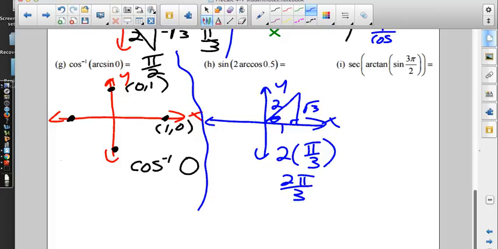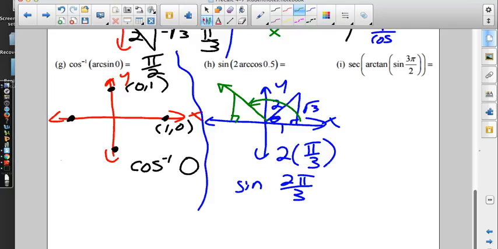And now we need the sine of 2 pi over 3. And this can be anywhere, remember, because this is just sine. This is not PBR stuff. So 2 pi over 3, we're going over here, 2/3 of the way. So we want the sine of 2 pi over 3.